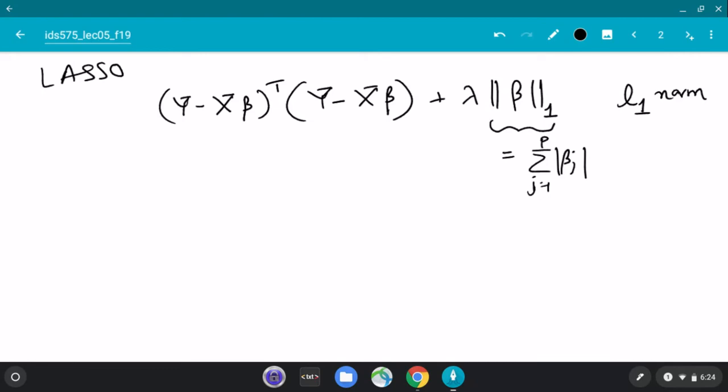So for both ridge regression and lasso, there is a maximum likelihood estimation interpretation of both these penalties or regularization terms. But when I talk about maximum likelihood estimation in the next class, I will discuss MLE for these two. Okay, I don't want to introduce it now.